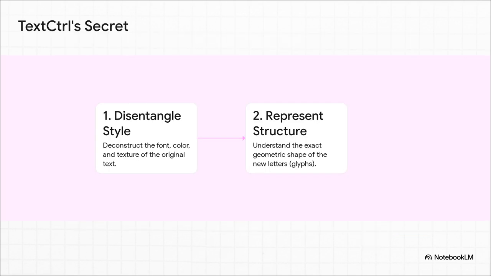So TextCtrl's secret sauce, its big aha moment, was to just split the problem in two. First, it focuses only on understanding and deconstructing the style of the original text. We're talking font, color, texture, the whole shebang. Then second, it separately focuses on understanding the exact geometric structure of the new letters it needs to write. By separating those two jobs, it just avoids all that confusion and gets incredible results.